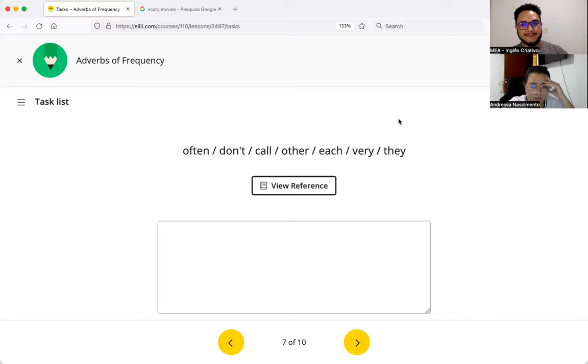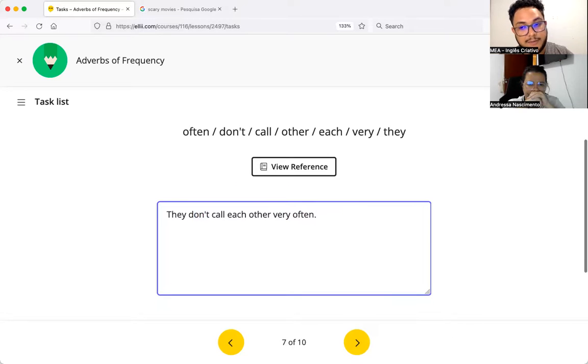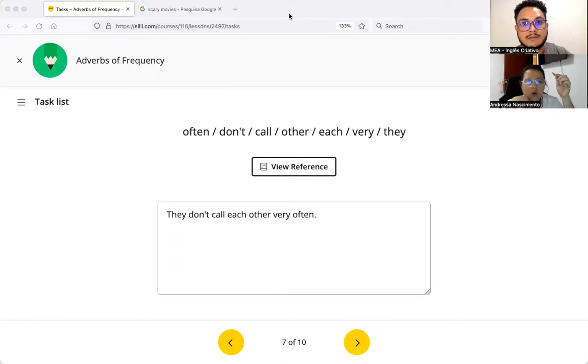Now, if it's negative, dear, let's pay attention to this. They don't call each other very often. So, when we have a negative sentence that you're going to use very often, we use the very often in the end of the sentence. If it's negative, read for me the sentence. They don't call each other very often.